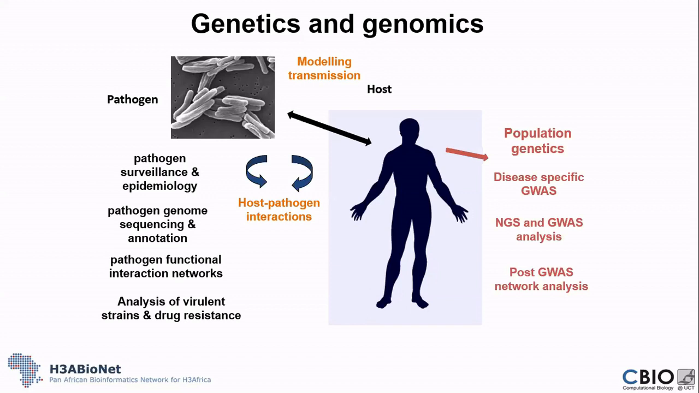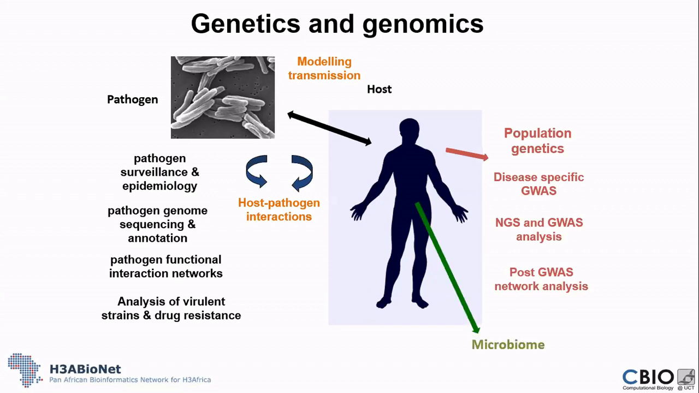And then for the host itself, there's all the analysis you can do on population genetics, which is basically an analysis of the differences between individuals. I said that 99.9% of our genomes are the same. It's looking at that little percentage that's not the same, and seeing how that is linked to diseases.